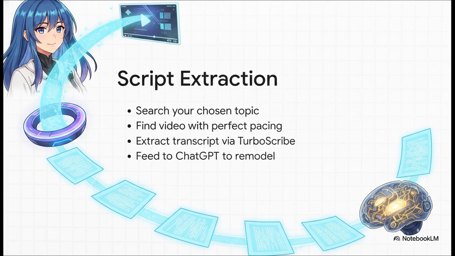First, search for your new topic on YouTube. You want to find a highly successful video that has the perfect pacing and tone for your audience. A great example might be one of those super punchy anime motivation videos. Next, download that video and extract its transcript using a free tool like TurboScribe. Finally, you take that raw transcript and hand it straight over to ChatGPT.